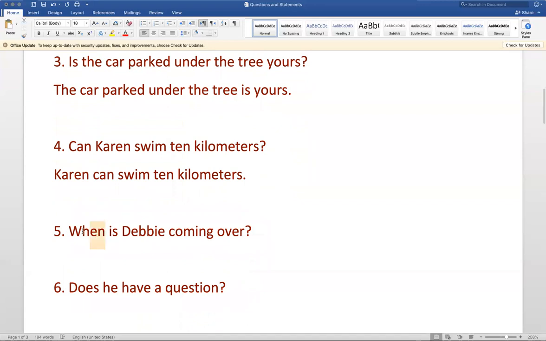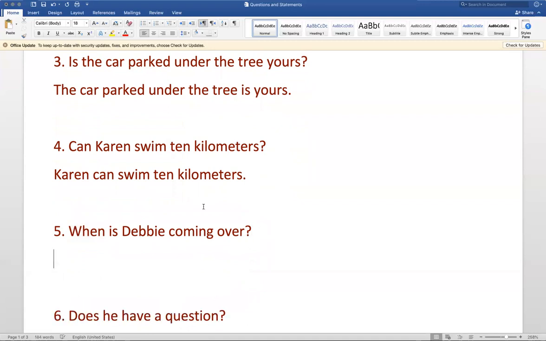Now here it says, when is Debbie coming over? Now let's say we know the answer to that. We know when. Let's say that when is actually tomorrow. So when we give it as a statement, we're going to say Debbie, we'll start with Debbie, she's the subject. Debbie is coming over, and then we say the when, tomorrow, and there's our statement.